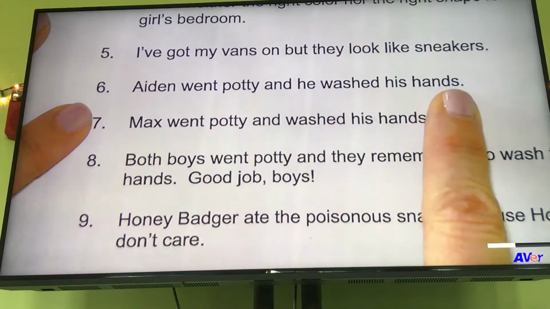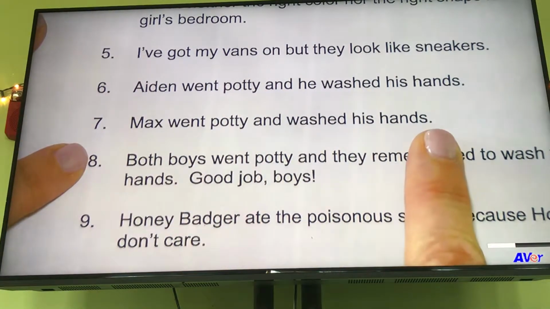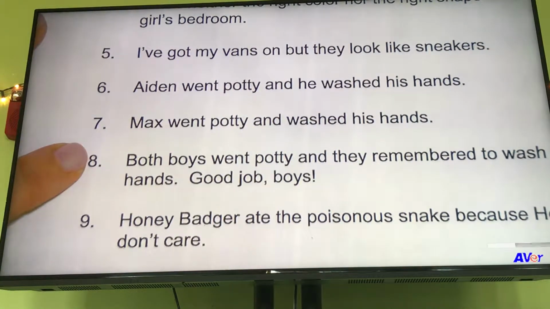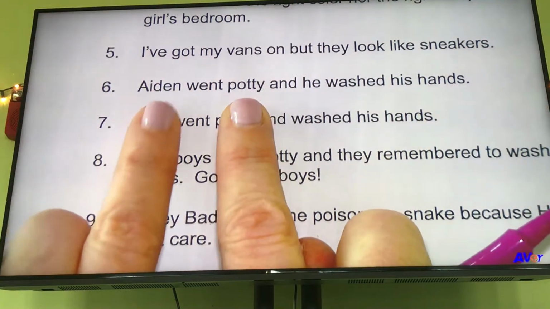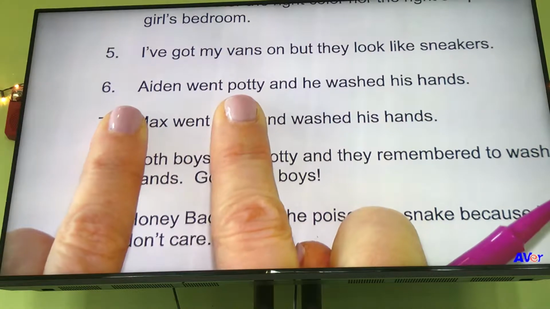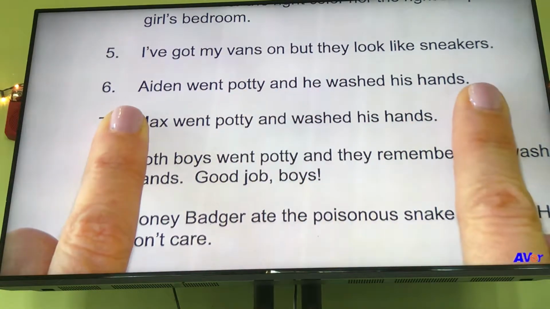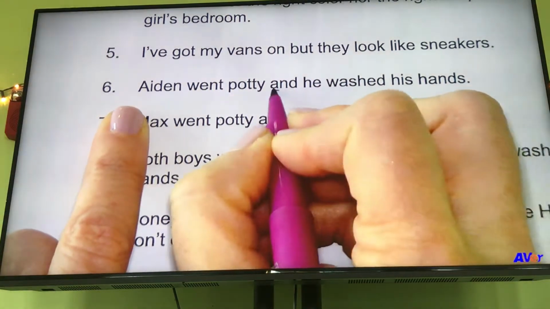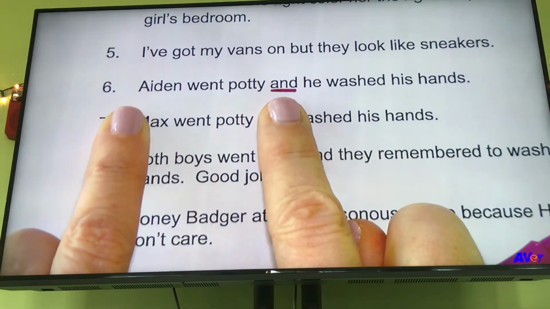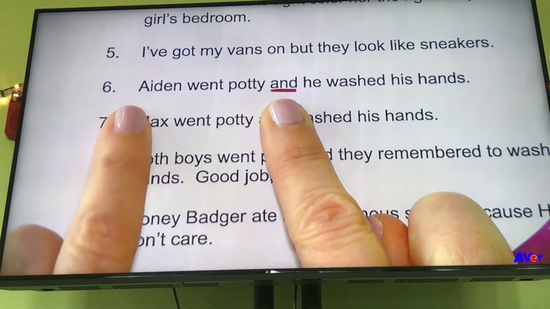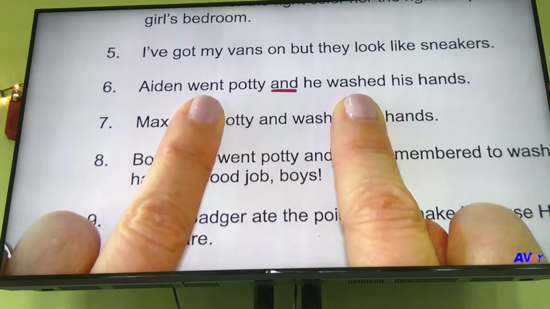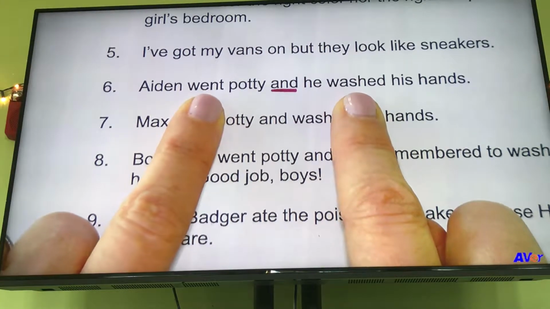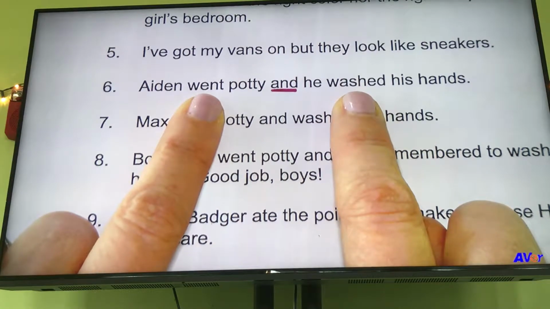Aiden went potty and he washed his hands. Max went potty and washed his hands. Where do we put the comma? Are they complete sentences? Do they use the rule? Okay, so we look at this first one: Aiden went potty and he washed his hands. So where's the conjunction? And is the conjunction. We ask ourselves, is there a complete sentence on both sides of that conjunction? If the answer is yes, then yes, you need a comma. If the answer is no, then no, you don't need a comma.